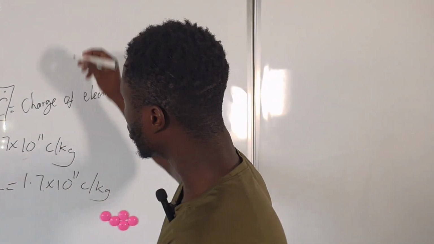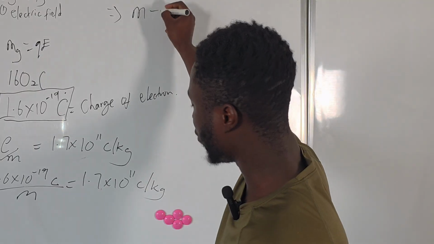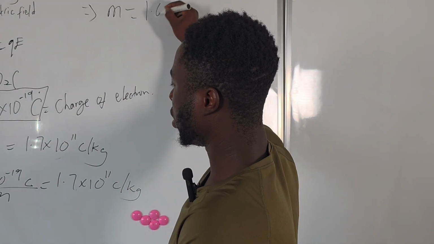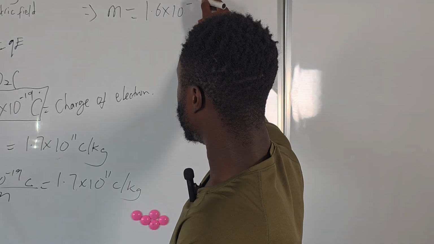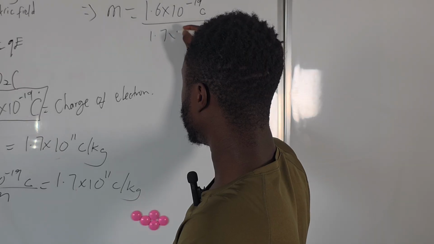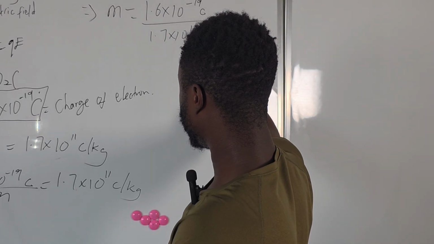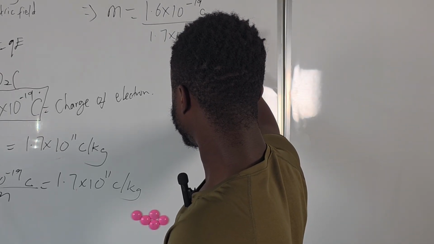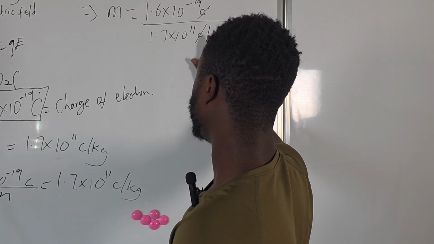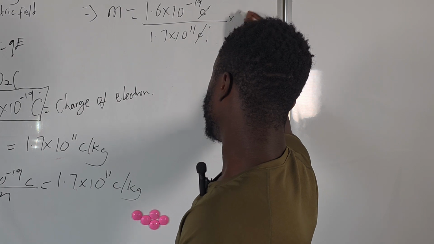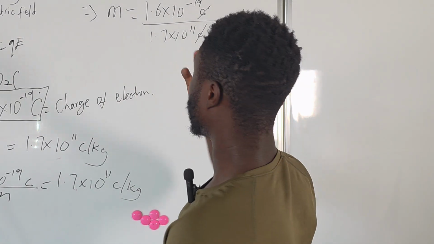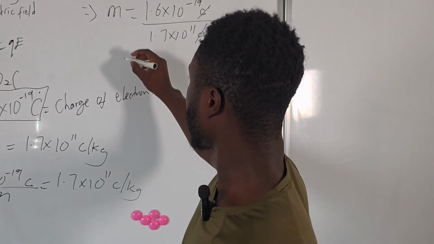So if you do the simple calculation, we're going to find that the mass of an electron is going to be 1.6 times 10 to the power negative 19 coulombs divided by 1.7 times 10 to the power 11 coulombs per kilogram. So coulombs will cancel coulombs, and then per kilogram, you all know that it is 1 over kilograms, divided by 1 over kilogram.